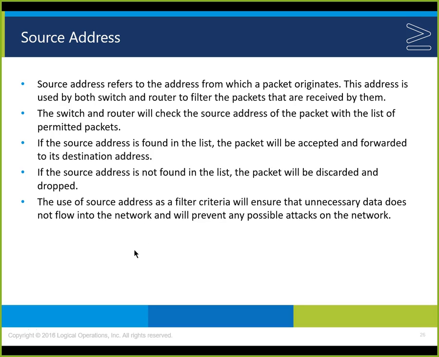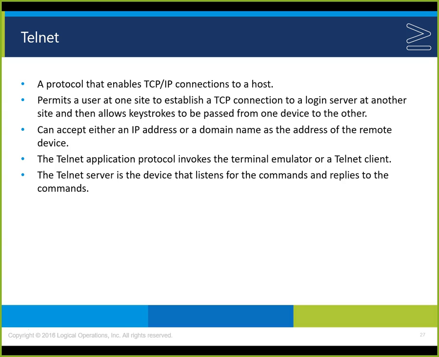Filter criteria will ensure unnecessary data does not flow onto the network. We still have to do the in and the out when we apply the access control list. The Telnet protocol enables TCP/IP connections on port 23. It's not a secure protocol. If you can get it in Wireshark, you can read everything that's on it.